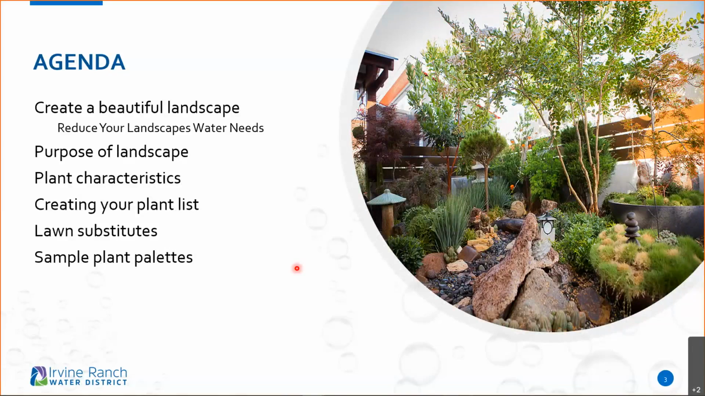We're going to look at the different purposes of landscape. What are we looking for when we're looking at our landscape as far as usage goes? Plant characteristics, creating your plant list. Since today is Plant Like a Local, yes, I do have great plant palettes for you, and the palettes and the plants that I chose are plants that are easy to find in our areas, which is great. We're going to look at some lawn substitutes, because sometimes somebody asks, can I replace my lawn with something else that gives me that appearance and uses less water? And the answer is yes, there's great stuff out there. And we're going to be going online and looking at different resources for plant material and so forth.